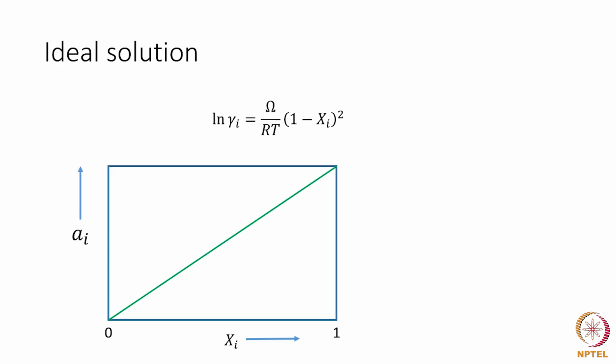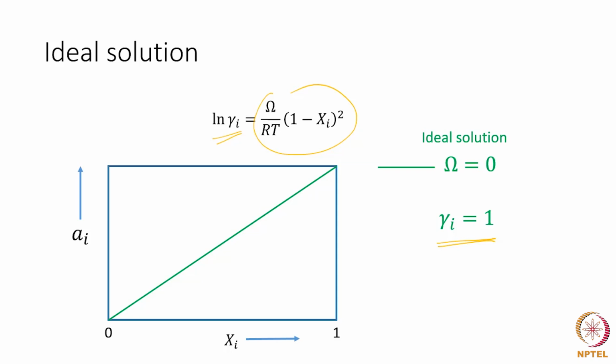Now an ideal solution is defined by taking a value of omega of 0. Ideal solution means omega is 0, which naturally means that the entire right hand side is 0, which means that gamma is 1. So the conclusion is gamma is 1, which means that ai is the same as xi, which means that the plot is going to be a straight line. Activity as a function of mole fraction is going to be a straight line at 45 degrees going from 0 to 1, so the value here will be 1. What this implies is that ∂ln γi by ∂ln xi is equal to 0. This quantity, the thermodynamic factor, is 0 because gamma is 1.